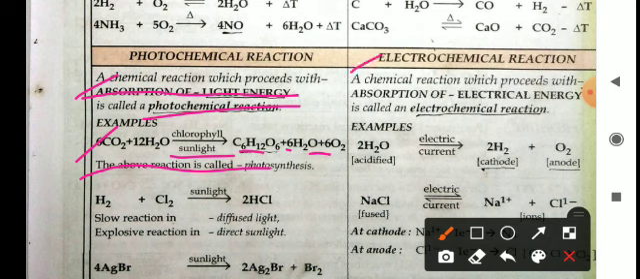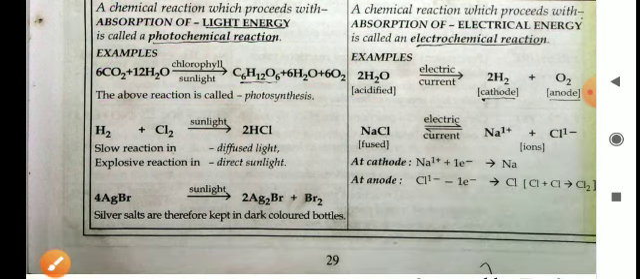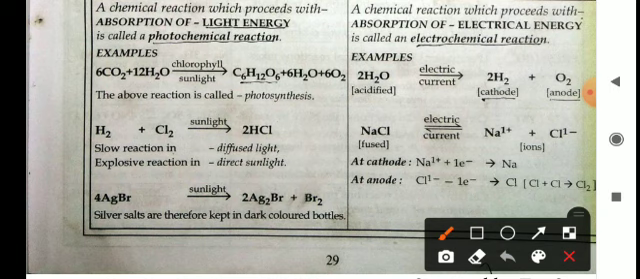Electrochemical reactions: a chemical reaction which proceeds with the absorption of electrical energy is called an electrochemical reaction. For example, 2H2O plus electric current gives 2H2 plus O2. Other examples of photochemical reactions: H2 plus Cl2 in the presence of sunlight gives 2HCl, and 4AgBr in the presence of sunlight gives 4Ag plus 2Br2.